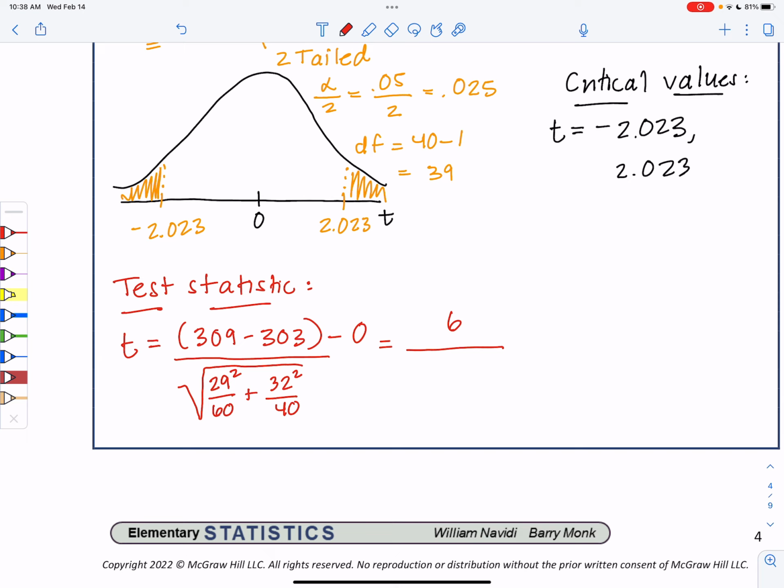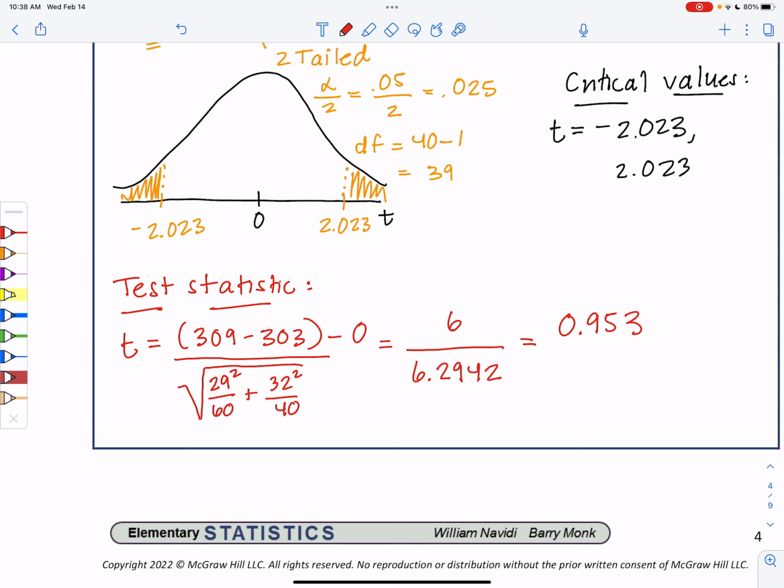All right, that gives me an approximate standard error, and again, I'm just going to make sure I don't round this down too short, of 6.2942. And when I calculate the actual test statistic value, dividing those two things, I get a test statistic of 0.953.